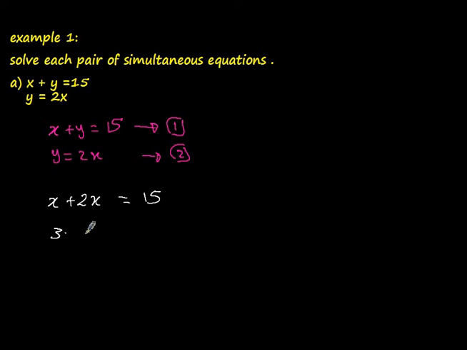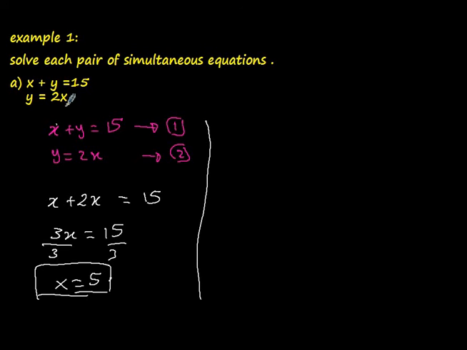Here we have 3x equals 15. And by dividing the two sides by 3 in order to get rid of this coefficient, you will have x equals 5. And now, guys, since you have the value of x, you can substitute by x in any of these two equations to find out the value of y. So let me substitute in the second equation. I know that y equals 2x, so I can say y equals 2 multiplied by 5, so y equals 10.